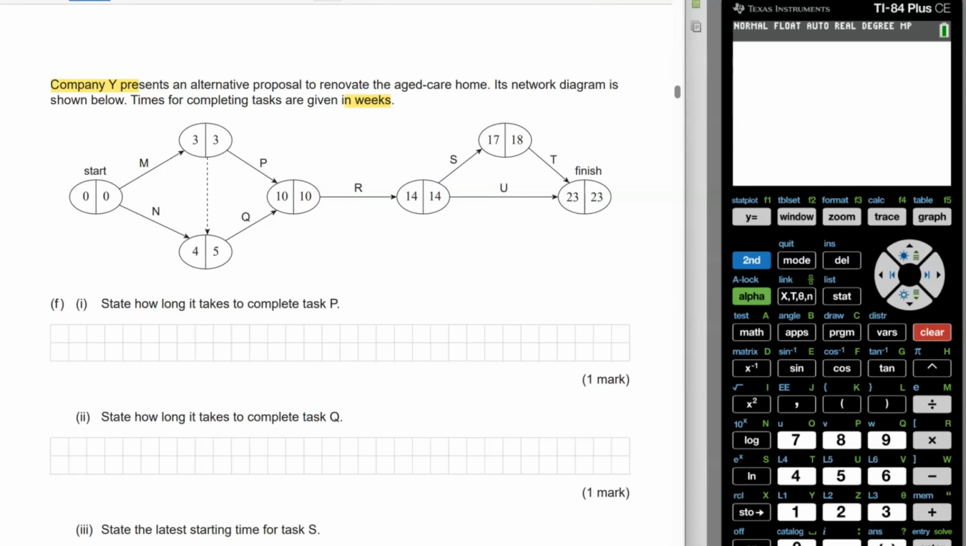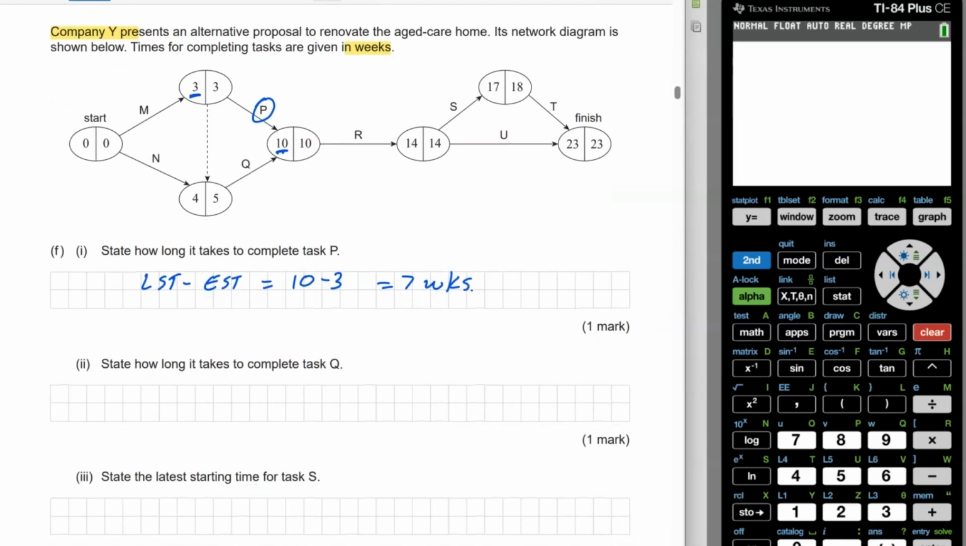So task P is here, and we're going to look at the difference between these two, and we can see that it's going to be the latest start time take the earliest start time, which in this case is going to be 10 take 3, and so it's going to take us 7 weeks to complete the task. How long does it take to complete task Q?